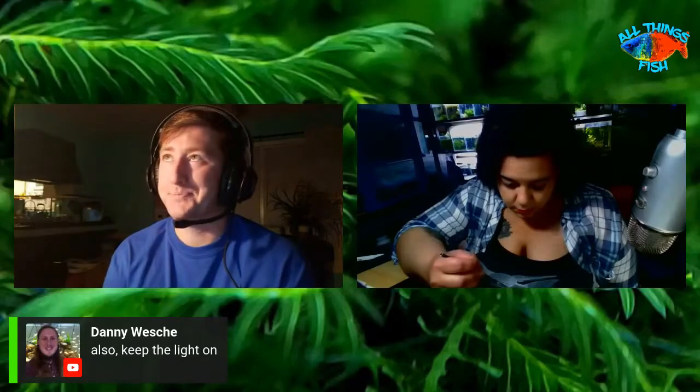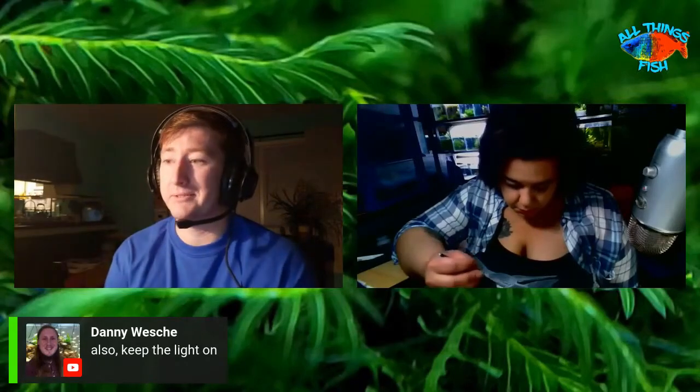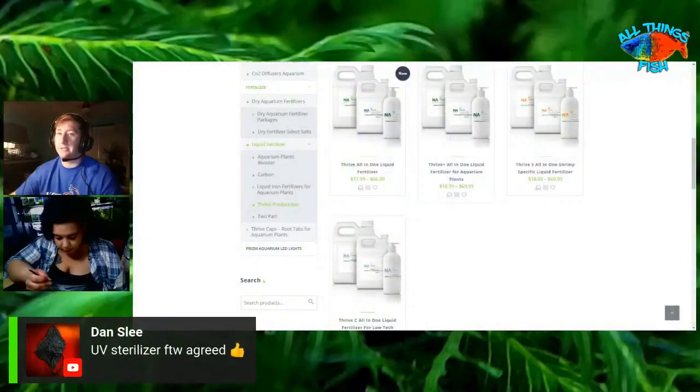My favorite method for getting rid of green water, while you can use something like Daphnia in a smaller tank, depending on if you have fish in there or not, is a UV sterilizer. It works every time. It's easy. They can be had cheaply. Dansley said, UV sterilizer for the win. You bet. I think it's stupid easy.